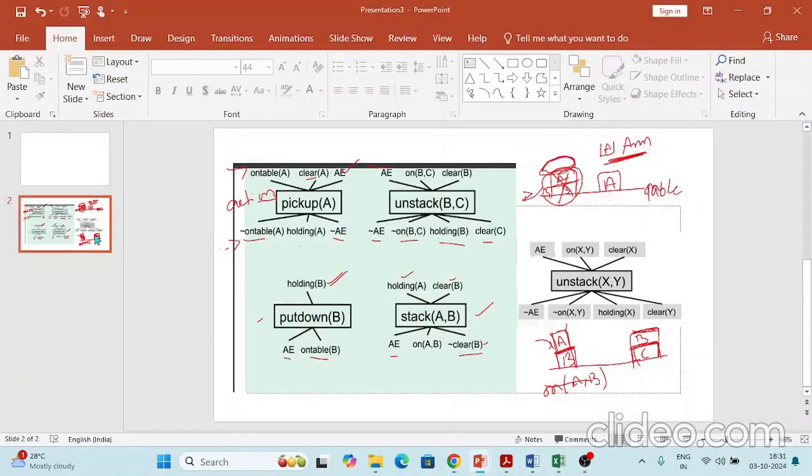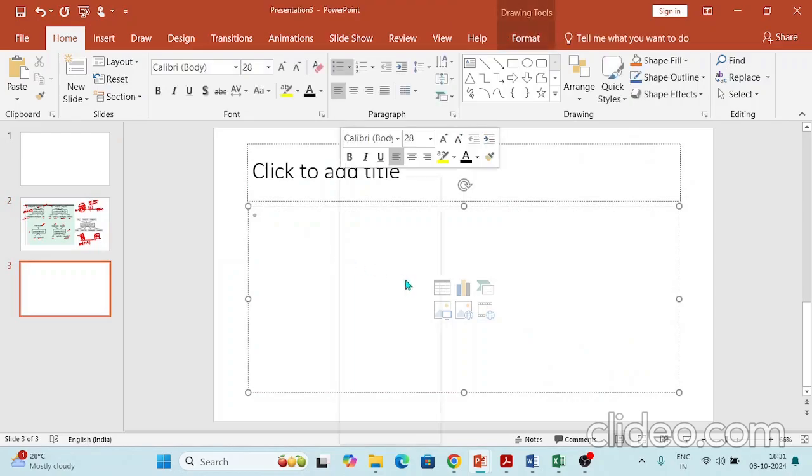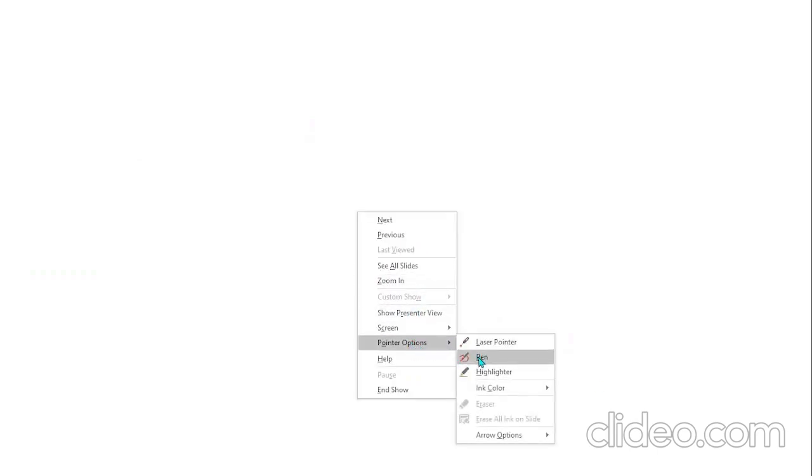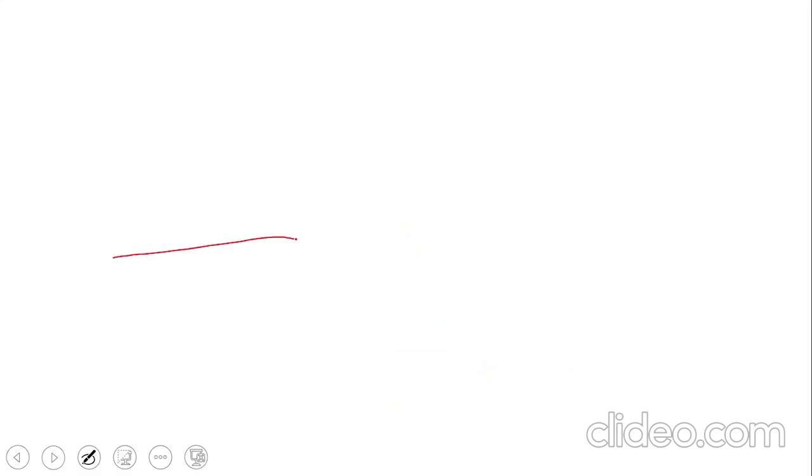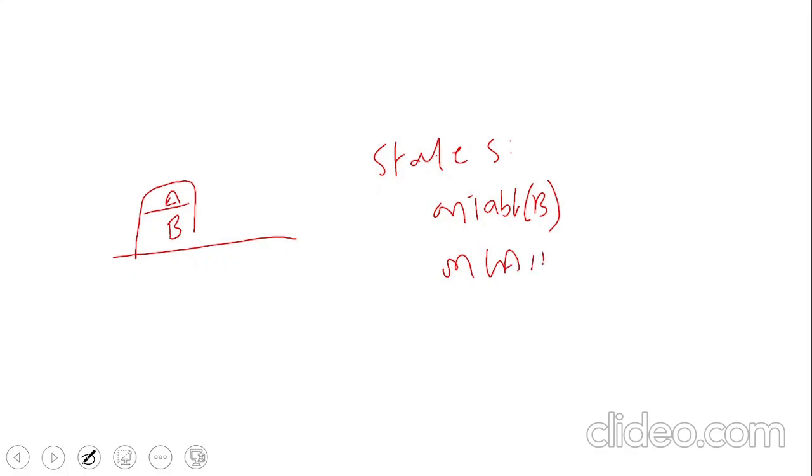Assume that we are having a state like this, with A and B. How can I represent state S? B is on table, on A B, clear A, and arm empty. So this is the representation for state S.